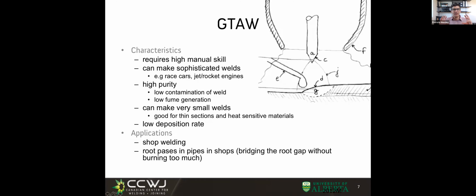It's small, sophisticated, slow, but very detailed and very precise. It's a high purity type of weld. This is among the most pure welds you're going to get in a shop. That has very low amounts of contamination, has a very low amount of fume generation.